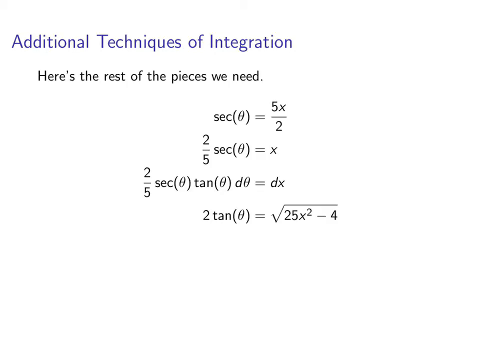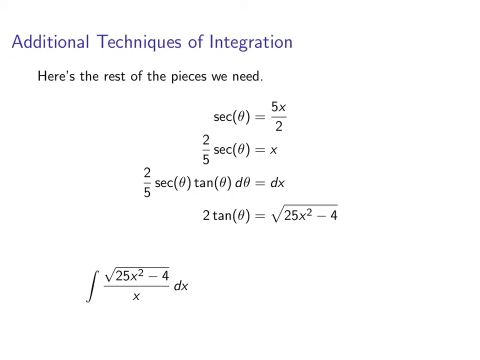Then, based on the picture, go back to the triangle, 2 tangent theta is equal to the square root of 25x squared minus 4. See what tangent theta is in the picture. So remember, SOHCAHTOA, you can figure out what tangent is using opposite over adjacent in your triangle.